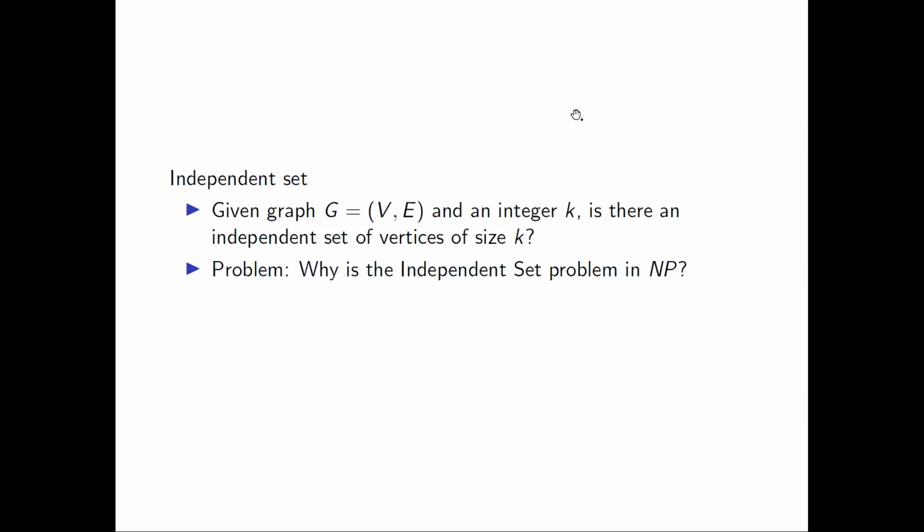So I'm going to leave as a problem to you to think about, why is the independent set problem in NP? So for yes instances of the independent set problem, why is there a certificate that we can use to verify that the answer is yes in polynomial time in the size of the instance?